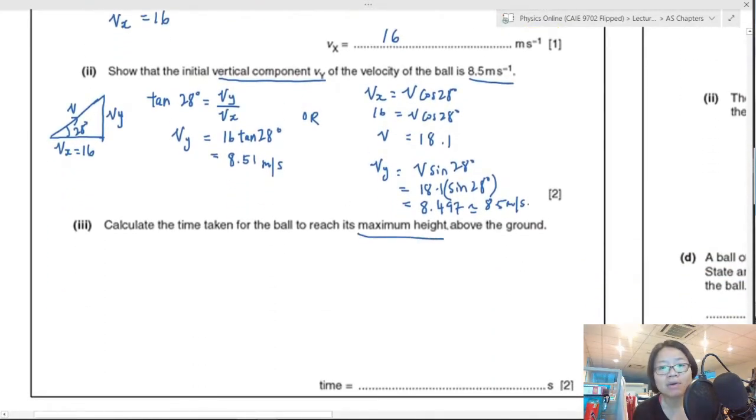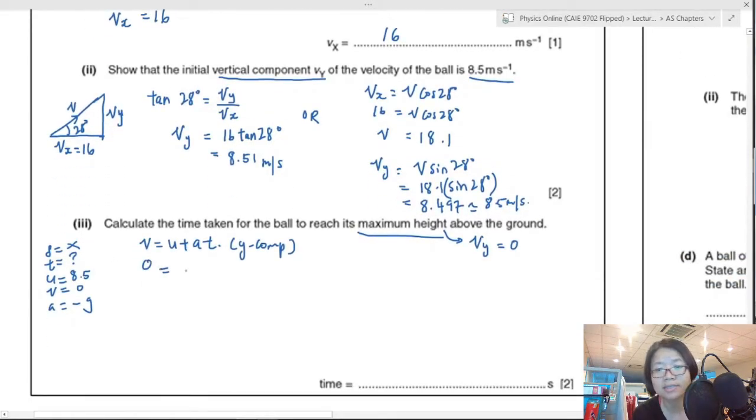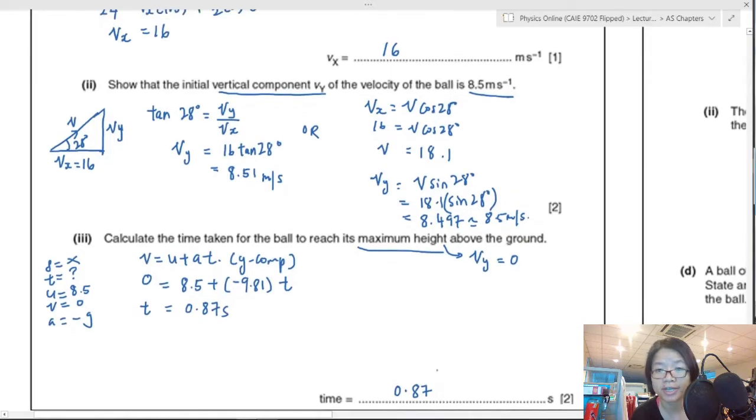Alright, next. Calculate the time taken for the ball to reach the maximum height. Not the wall, the maximum height. So it's STUVA again, no? Because you know at maximum height, Vy is 0. So you don't have the maximum height. We're going to use V is U plus AT, because this equation has no S. And finally, we substitute inside. U is 8.5. Even if you can't prove 8.5, you can use the answer in front. And then you get 0.87 seconds.